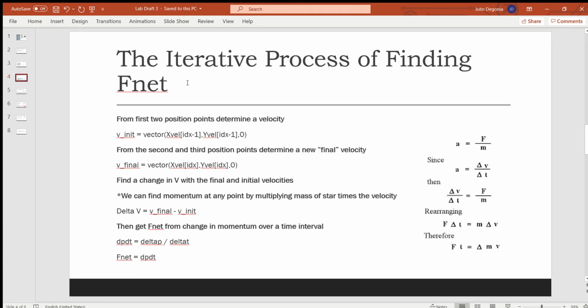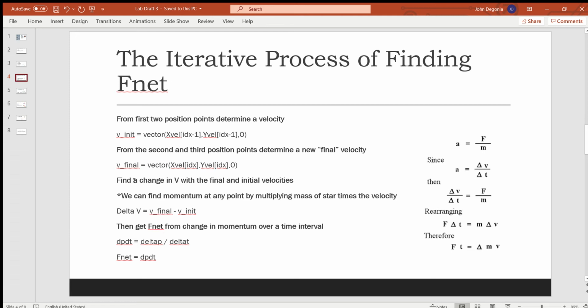So the most complicated part, in my opinion, is the iterative process of finding FNet. In the bold text, I've got what's basically going on, and then the specific code under that if you'd like to read it. So we need to go all the way from position data, which is just position points, to FNet. How are we going to do that? We're going to take the first 2 position points, find a velocity, then the second and third position points, and find a final velocity. With initial and final velocity, we get a change in velocity.